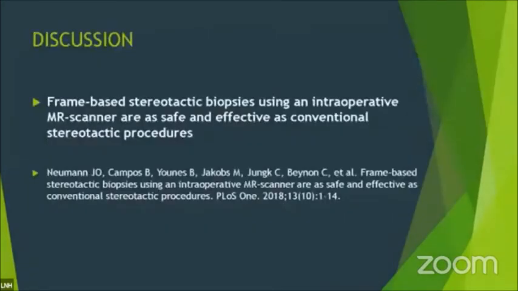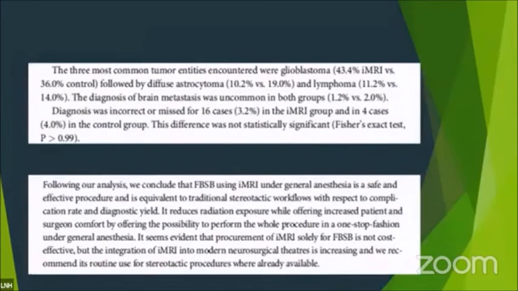There was one other study that also used a similar ZD arc frame system, and they used intraoperative MR scanners to improve their yield. They noted that after the incorporation of intraoperative MRI, their yield only increased by 0.8%. It was 96% without MRI and 96.8% with the use of MRI.